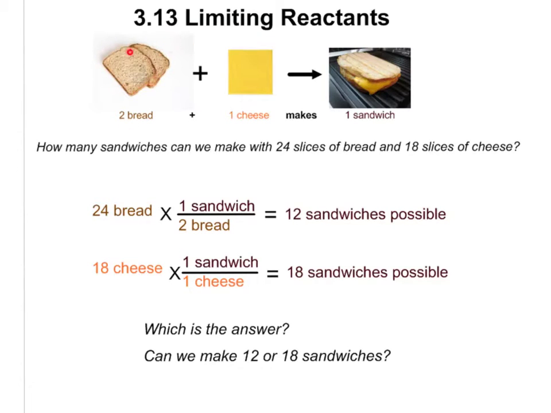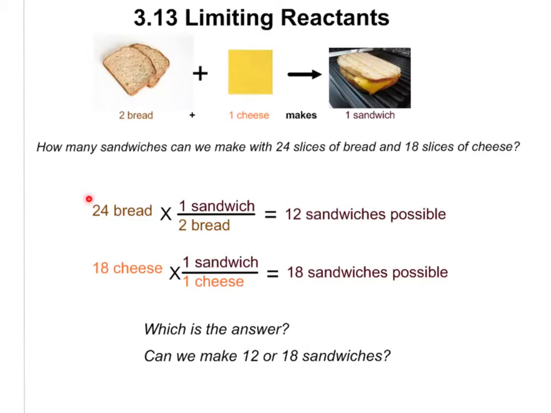You know that if we have 2 slices of bread, 1 cheese, we get 1 sandwich. How many sandwiches, however, could we make if we go in the cupboard and we see, wow, we have 24 slices of bread, and I pull out of the refrigerator 18 slices of cheese? How many sandwiches could I make? It's a very easy example, but it's to illustrate a point.